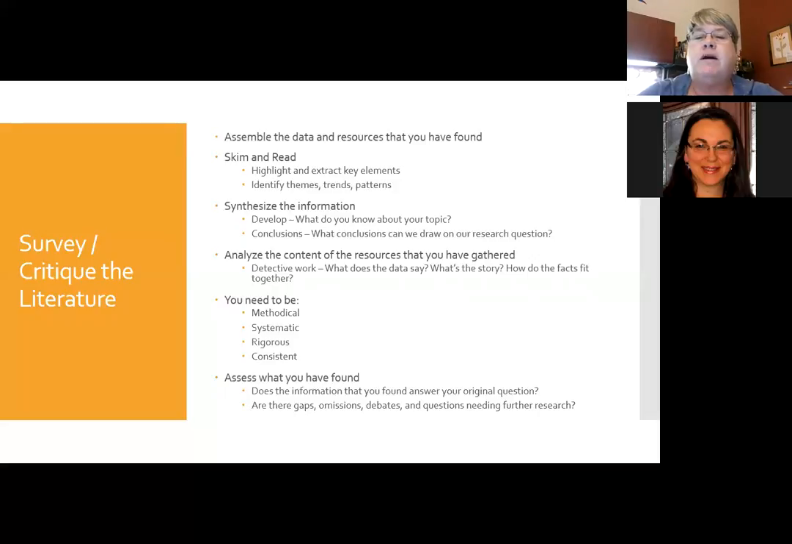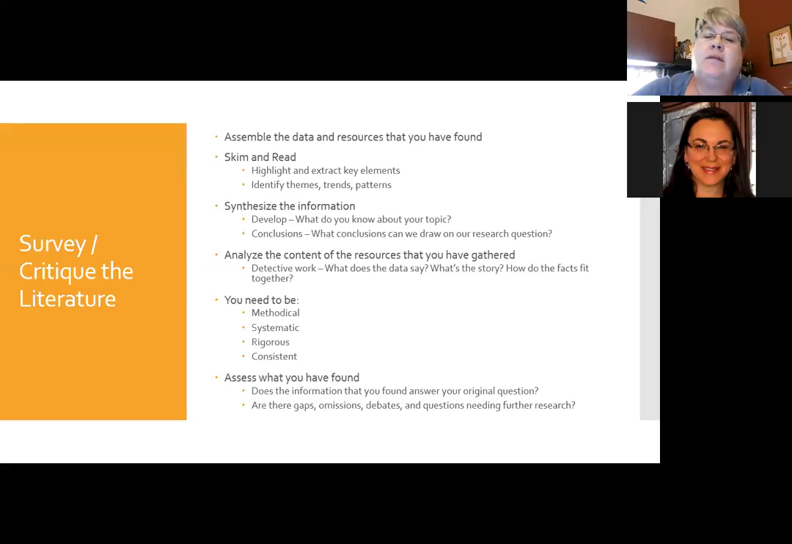What are you learning about your topic? What do you know? What conclusions can you draw from the information or the literature that you're reading? What does it lead you to? Hopefully, the information that you've pulled together comes together so that it points straight to your research questions. Why is it important? Why are you looking at this?